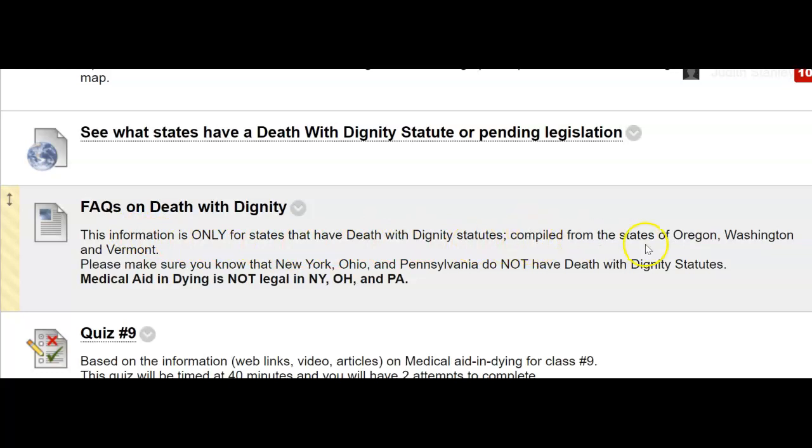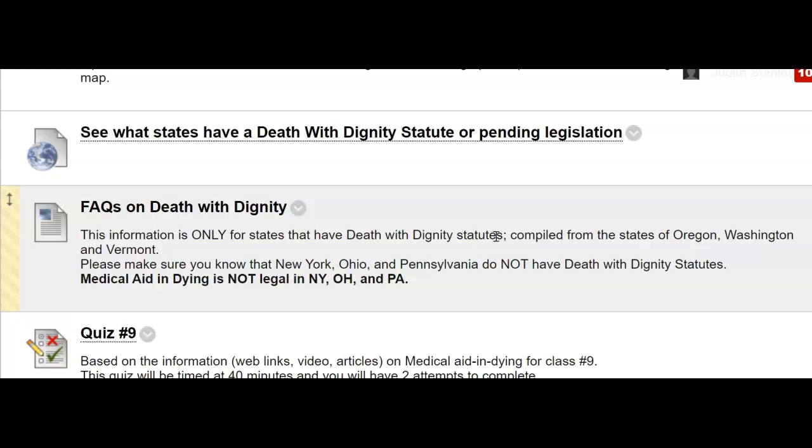And specifically, they took 3 of the states that do, the state of Oregon, Washington, and Vermont, and they compiled information that a lot of people ask about death with dignity and medical aid in dying. So remember, the death with dignity laws allow for medical aid in dying. So that's how the two terms kind of go together. And perhaps I've blended them a bit too much.